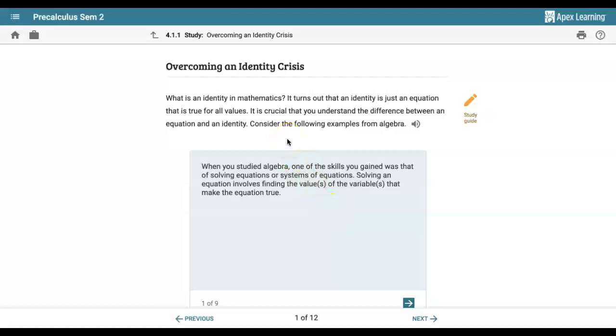It's really important here to make sure that we understand the difference between equations and identities. Equations are true for a set of specific values. It's going to be specific values that it works for. Versus an identity, like we just said, is true for all possible values.